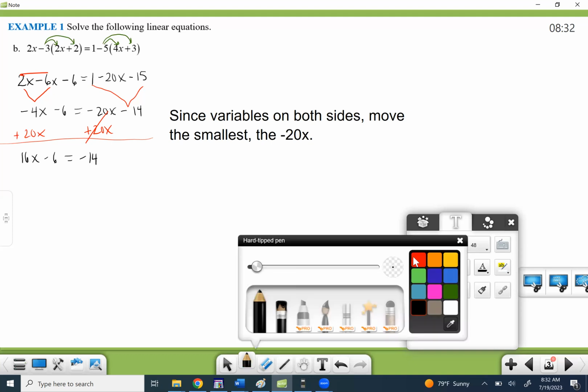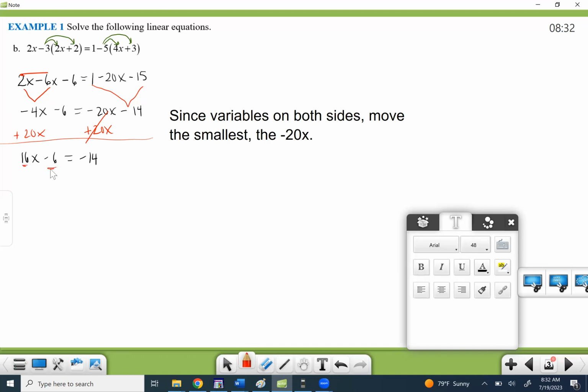And then we have to try to get x by itself. That means the 16 and the -6 have got to go. Always save the number in front of x for last. So I'm not going to do the 16. Okay, I'm going to do plus 6. So let me say that again. Whatever's in front of the variable, save that for last, okay? All right, so we got 16x equals -8.